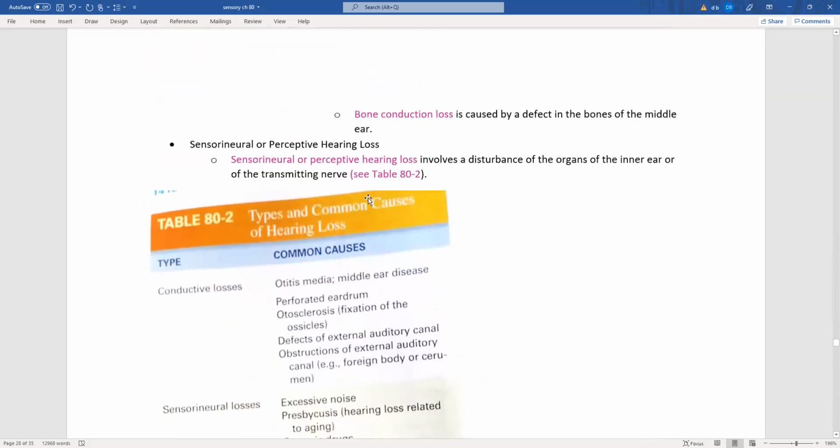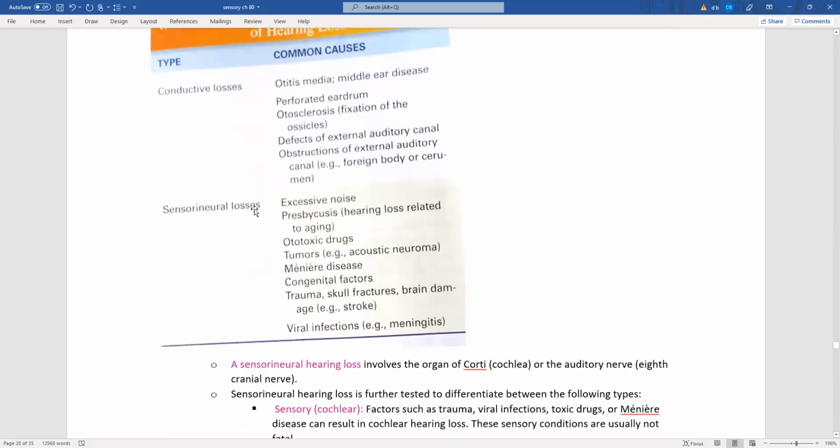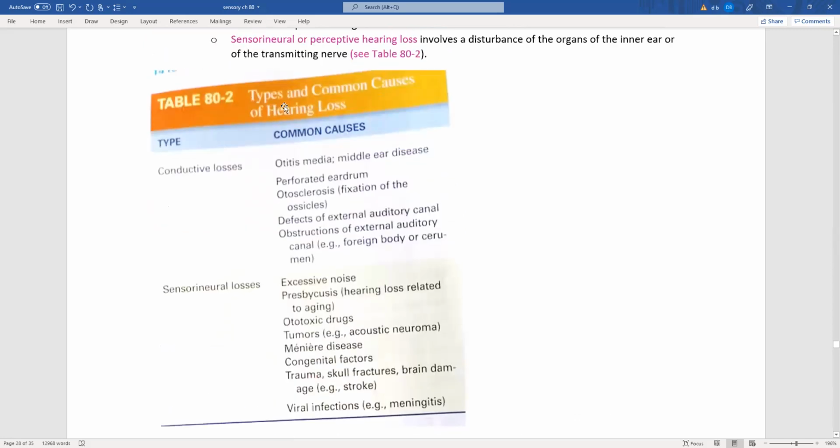We have to know this box. You need to know the types and common causes of hearing loss. It's going to be conductive losses or sensorial losses. Now with conductive, once again: otitis media, middle ear disease, perforated eardrum, meaning it's been busted, otosclerosis, fixation of the ossicles, defects of the external auditory canal, obstruction of the external auditory canal like foreign bodies or wax, which is cerumen.